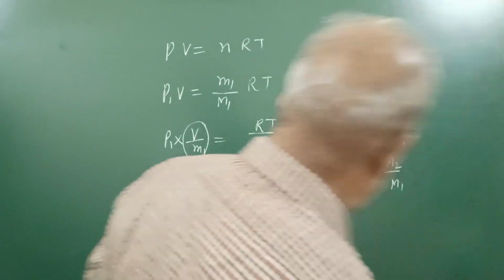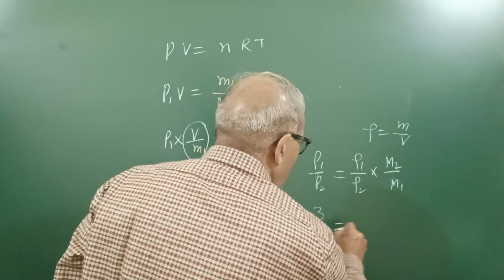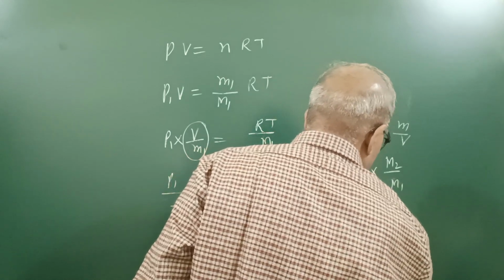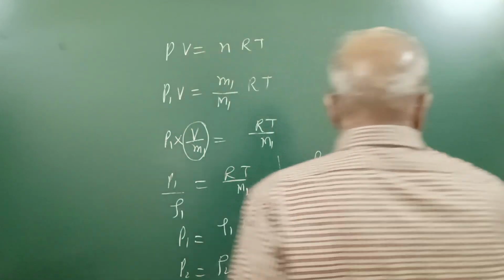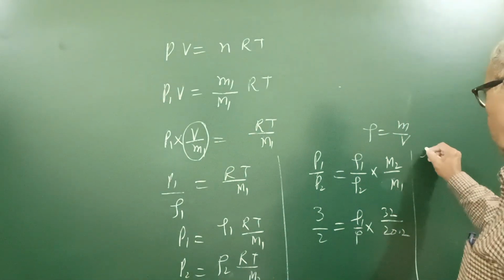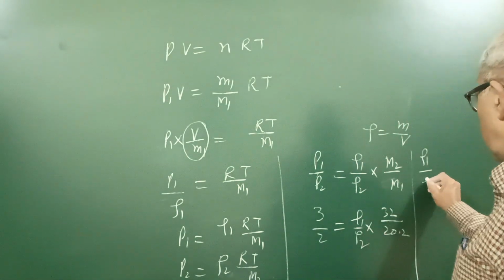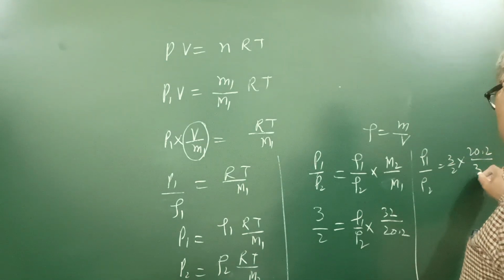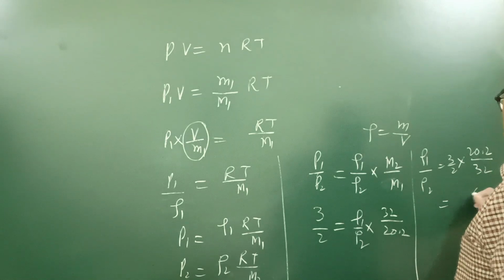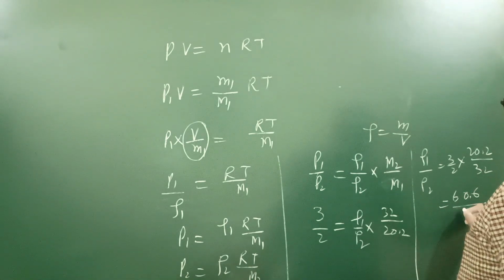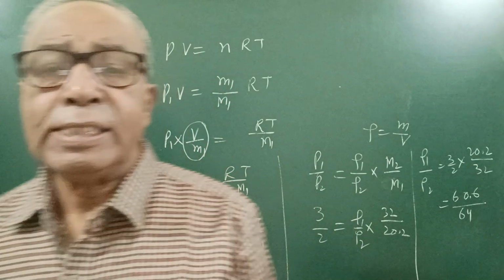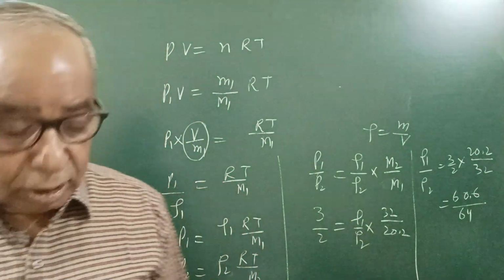P1 upon P2 is 3 by 2. Rho 1 upon rho 2, M2 is 32, M1 is 20.2. And hence rho 1 upon rho 2 is equal to 3 by 2 into 20.2 upon 32. This is the ratio. You can solve it. I hope you will enjoy this question.